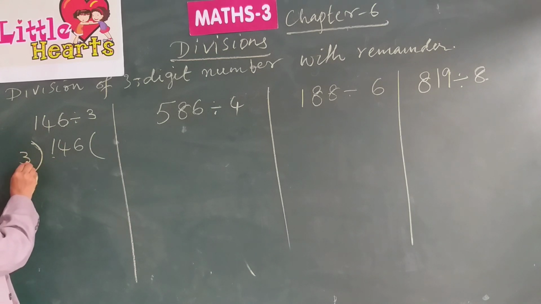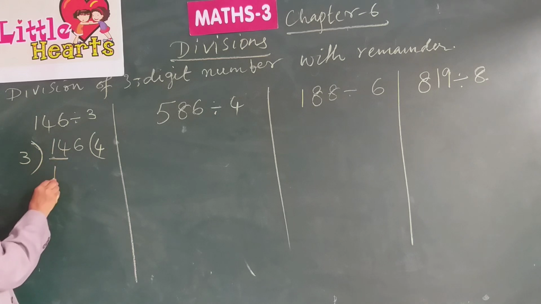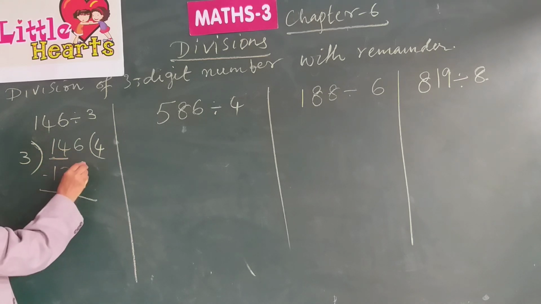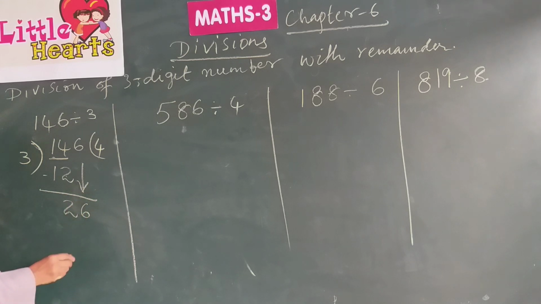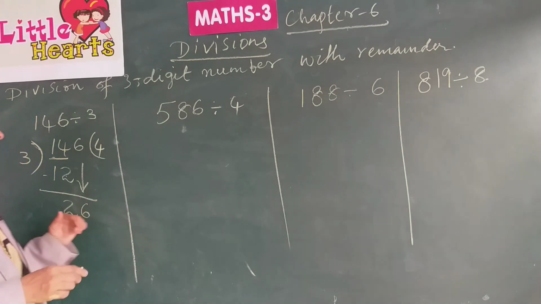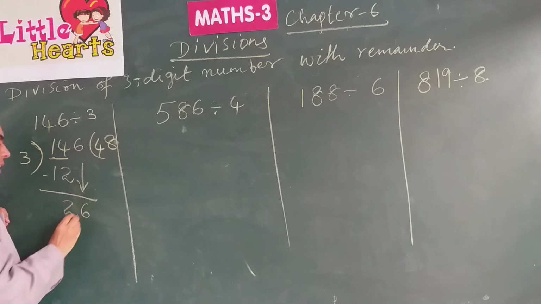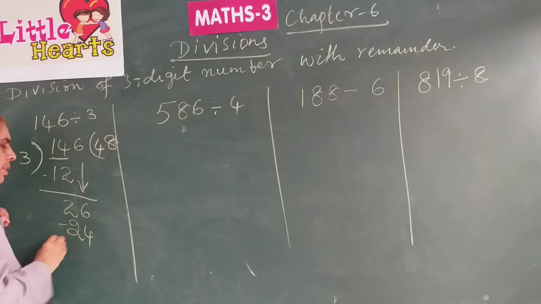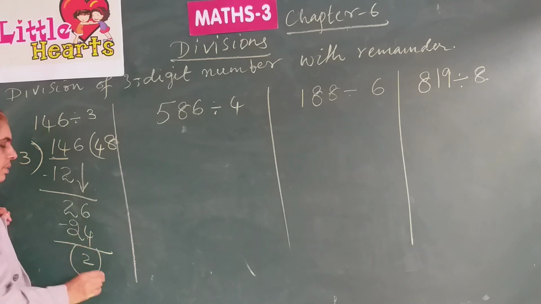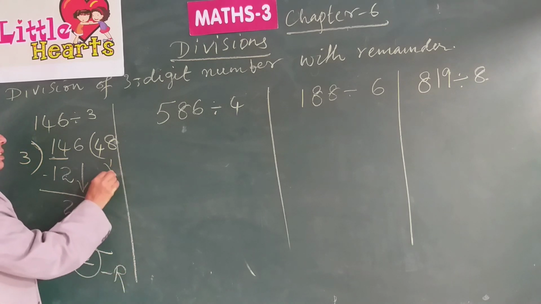As 1 is less than 3, take 2 digits, 14. 3 fours are 12. 14 minus 12 is 2 and bring down 6. And read the 3 table until you get 26. But we don't get 26 in the 3 table, so go with 3 eights are 24. The nearest and smallest number to 26 is 24. 26 minus 24 is 2. This is the remainder, this is the quotient.